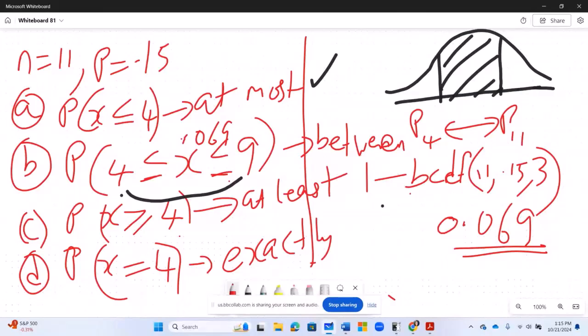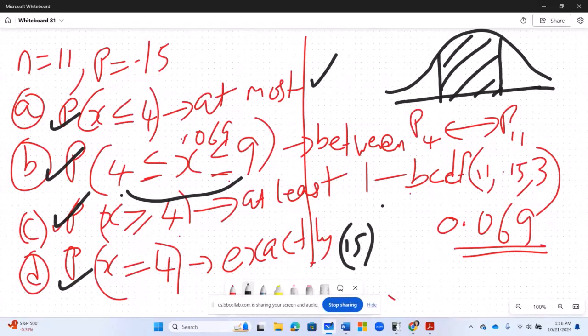Now we just finished with an at least question. An at least question in binomial distribution, you can use complement. That's what we just did. We already did the between question, and we also did the at most question, which is less than or equal to. Let's do an exactly question. Exactly means is. So exactly is the same thing as is.